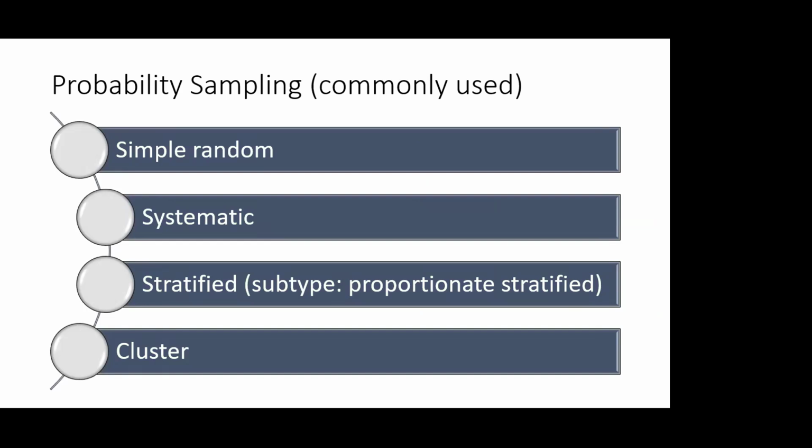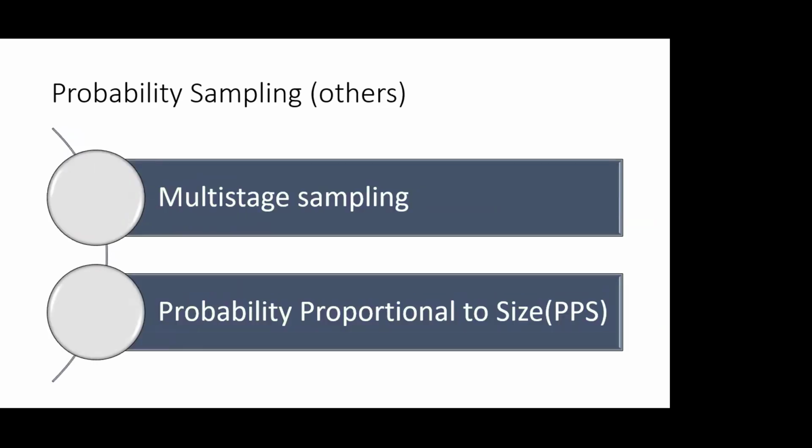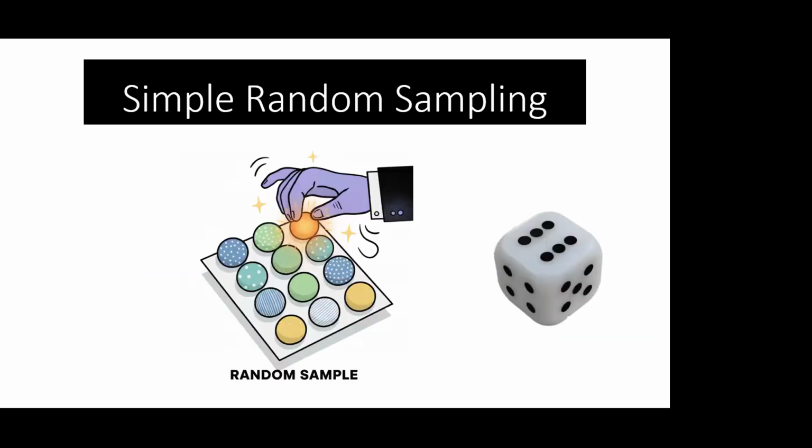The first one is simple random sampling, then systematic random sampling, stratified random sampling, and cluster sampling. A subtype of stratified random sampling is proportionate stratified sampling. So we'll see all these 4 types in this presentation. Other probability samplings are multi-stage sampling or multi-phased sampling, and PPS, probability proportional to size, which is commonly used in public health for large-scale surveys. These two sampling methods will not be seen in this presentation.